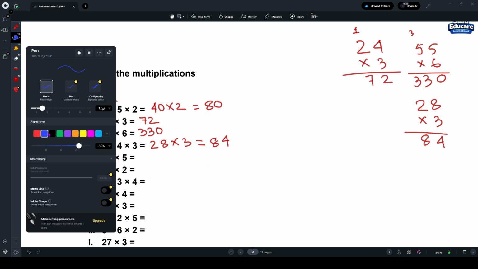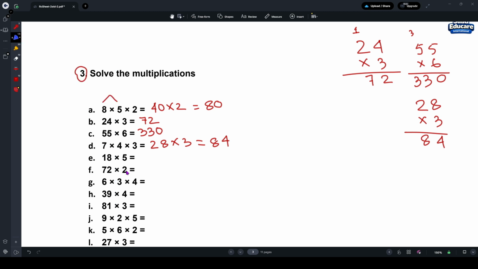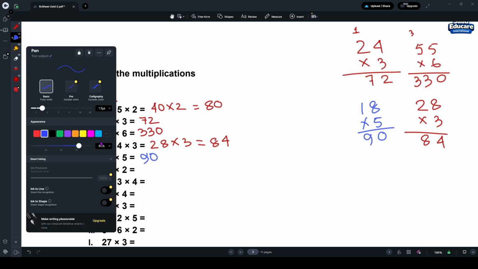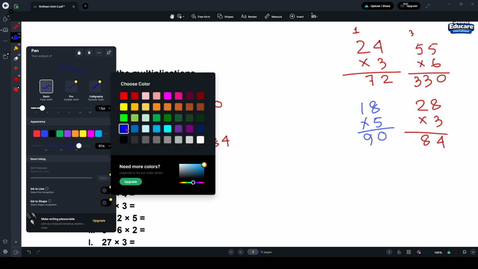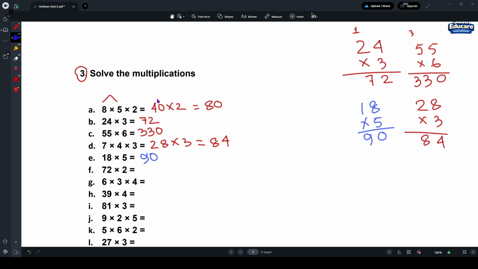We need to change some color, otherwise it's a mashup. 18 times 5. So 5 times 8 is 40. So here is a 0, carry 4. 5 times 1, 5, plus 4, 9. So you can write 90. Right? Next, here is 72 times 2. So 2 times 2 is 4. And 2 times 7 is 14.